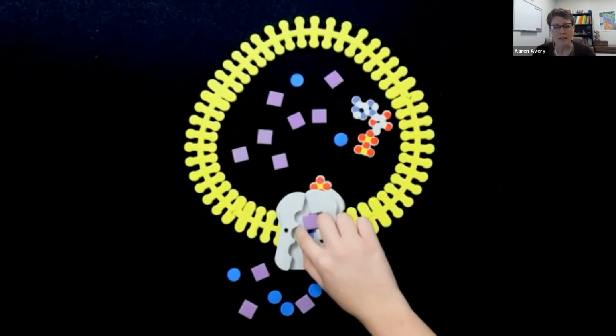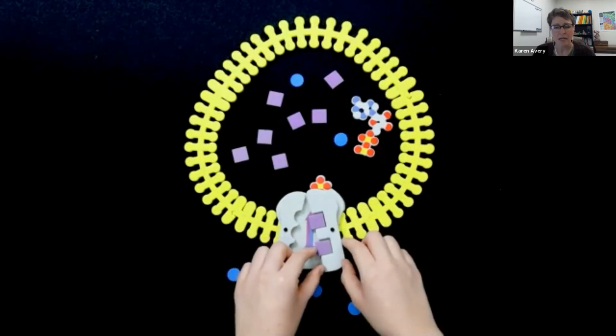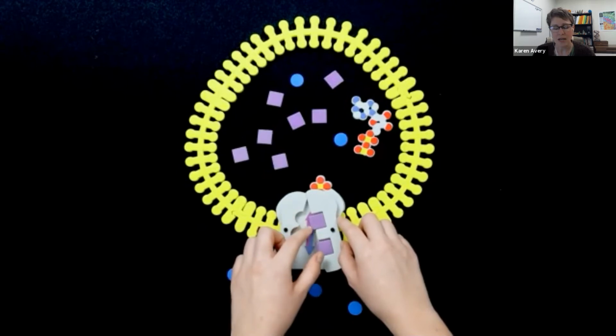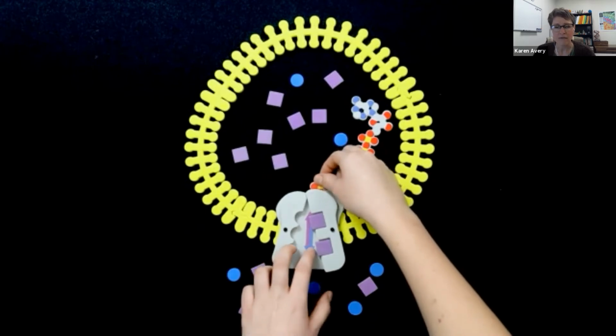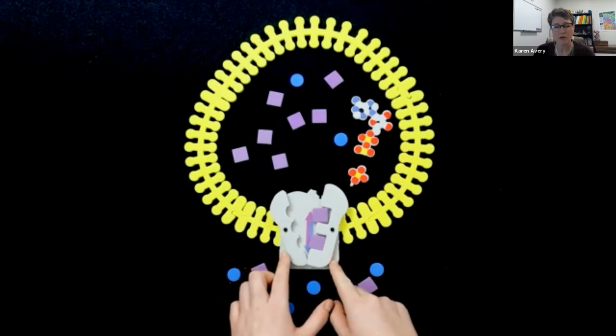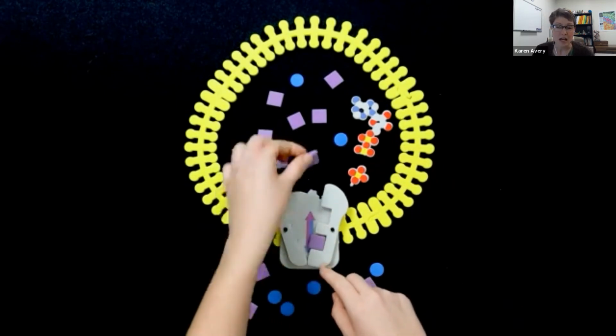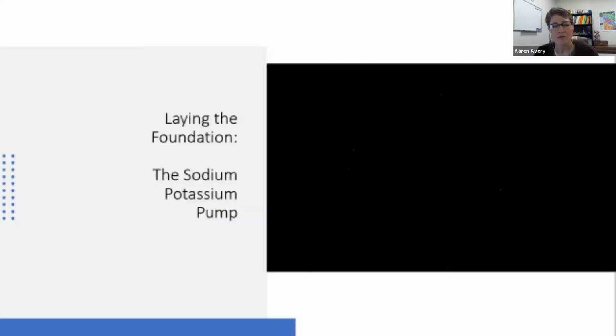Once the sodium is ejected, we have a place where the potassium is able to bind, and we only have 2 potassium for every 3 sodium. That's going to cause the kicking off of that phosphate group, which then allows the protein to go back to its prior shape, which does not have a high affinity for those potassium ions. So those are dumped into the cytosol. And you can go through that cycle a few different times and keep track of the electrochemical gradient as it begins to build.